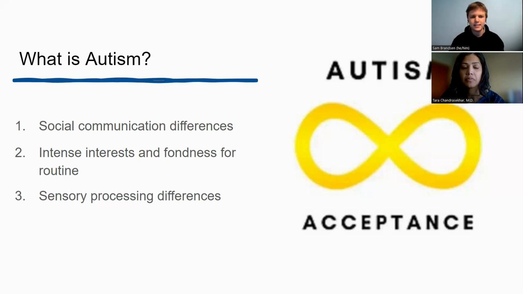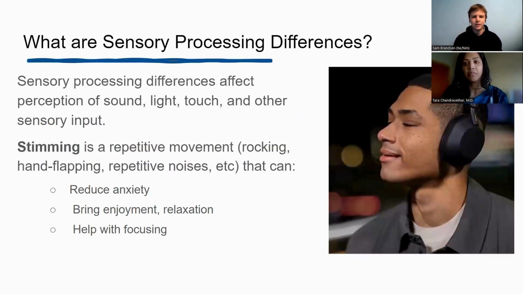And the third domain is sensory processing differences, which we'll get into a little bit more on the next slide. But these essentially refer to differences in how autistic individuals perceive sound, light, touch, and other sensory input. So one trait that is often associated with sensory processing differences is stimming. Stimming is a repetitive movement that can be rocking, hand flapping, repetitive noises, really any kind of repetitive movement or behavior. It could even be something like twirling one's hair or jewelry repetitively.